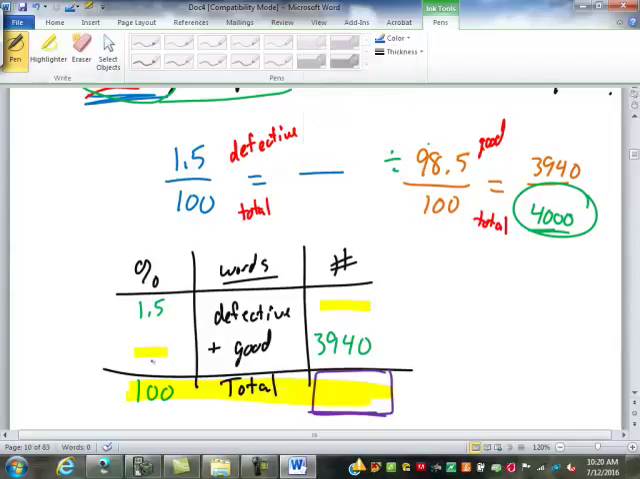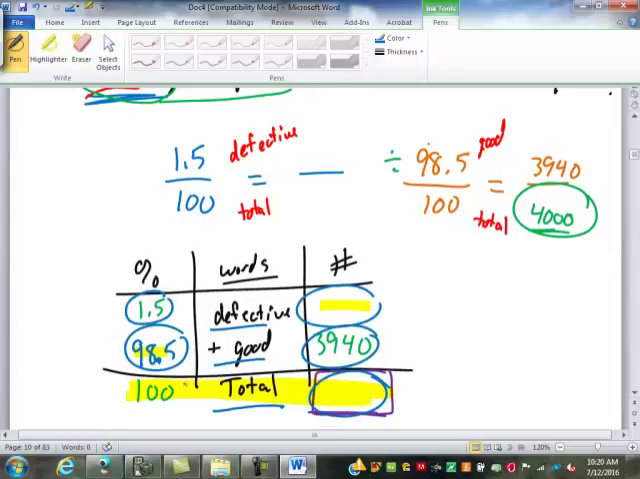Well, to do that, I'd either have to find this number or this number. Can I find either of those? Yeah, I can find this one here really quickly, can't I? What's that have to be? 98.5. Because this one plus this one has to equal this one. That applies in both columns. This number plus this number has to equal this number. This percent plus this percent has to equal 100%.